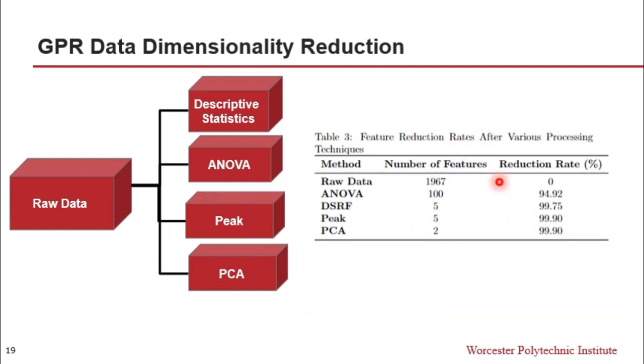So overall, you can see in the table, using the raw data set and feeding it to different feature extraction methods, including PCA, we will have a large reduction rate, specifically in the case of PCA and peak extraction, which is almost 99%.